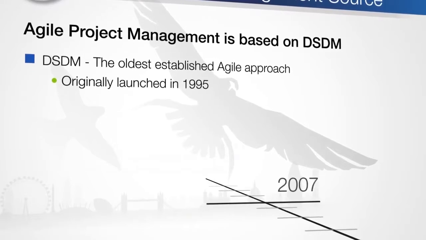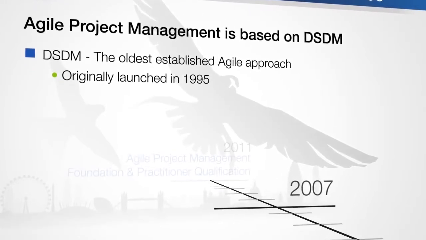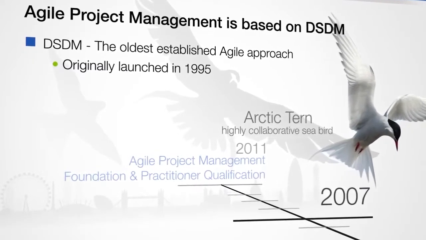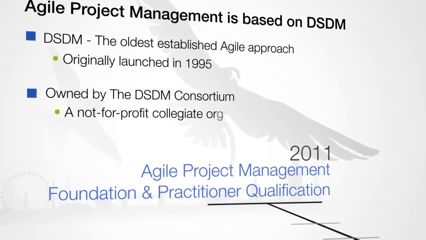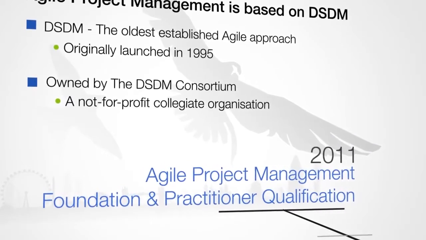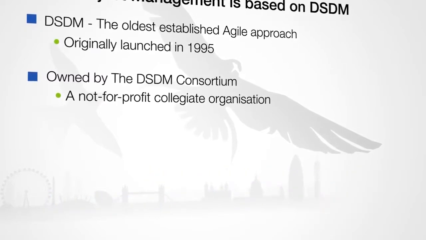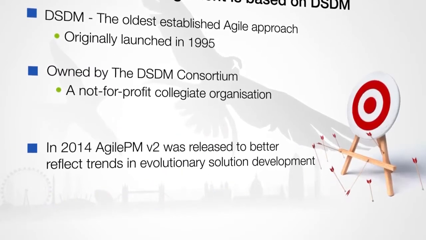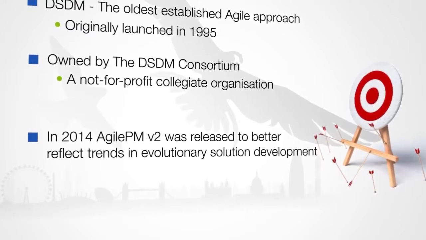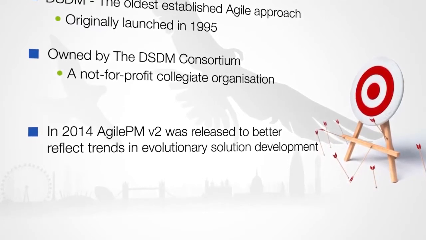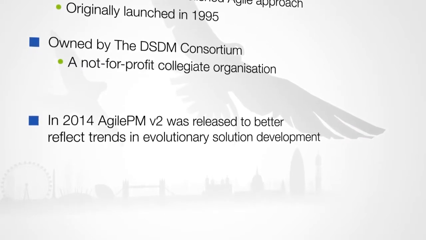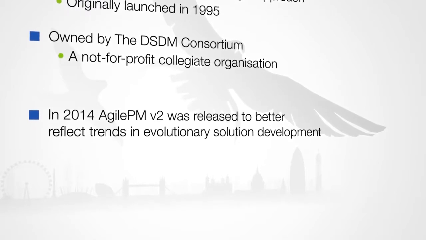In 2007, the DSDM consortium released a tern. The word a tern was formed from shortening the words Arctic tern, a bird that is seen as being highly collaborative. In 2011, the APM Group and the DSDM consortium created the first accredited Agile Project Management Foundation and Practitioner qualifications. In 2014, AgilePM V2 was released to better reflect trends in evolutionary solution development. A common mistake made in project management is to blame a particular approach for the failings of one or more projects. The most likely cause of failure is that the approach has not been implemented appropriately.